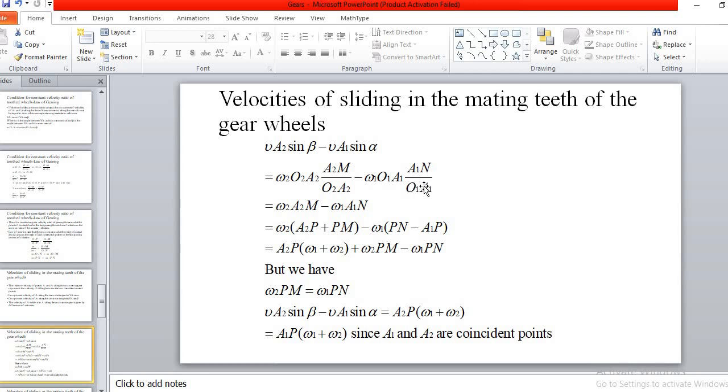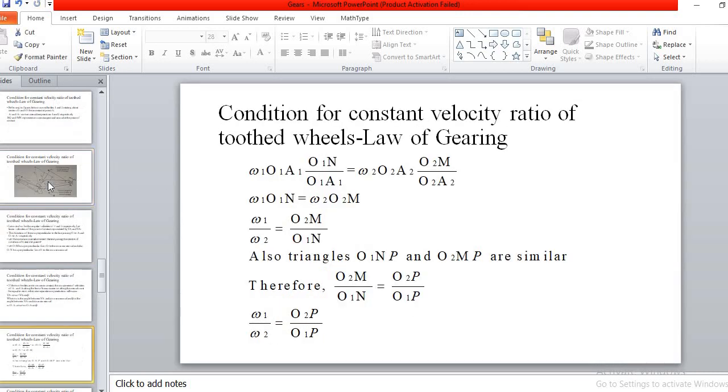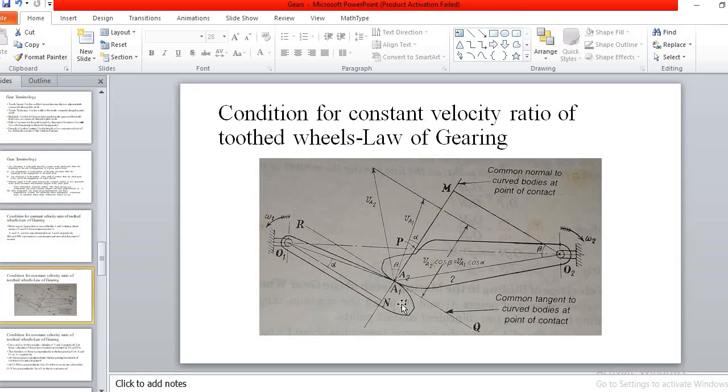A1m divided by omega 1 A1, A2m divided by omega 2 A2. Now simplify this. Omega 2 A2 get cancelled, omega 1 A1 get cancelled. So this becomes like this: omega 2 A2m minus omega 1 A1n. Now take this common. This A2m we can write in terms of the pitch point.